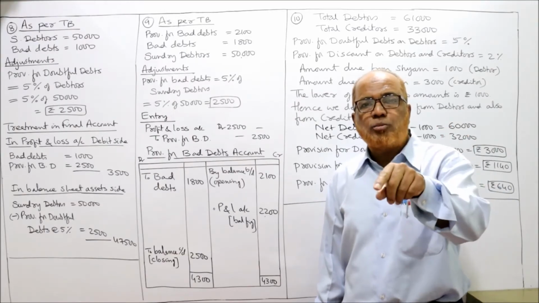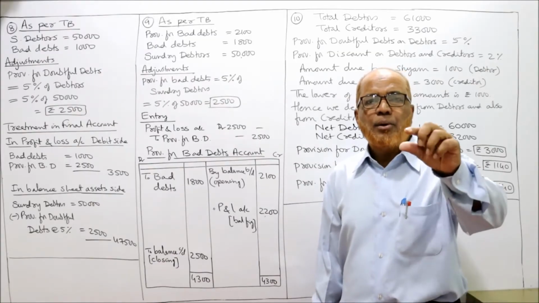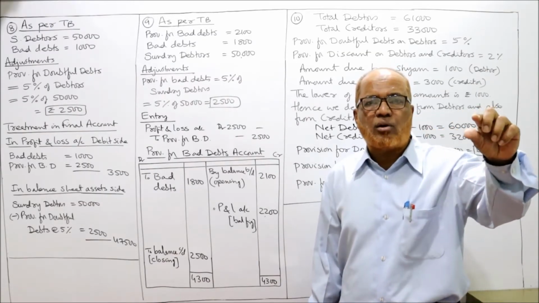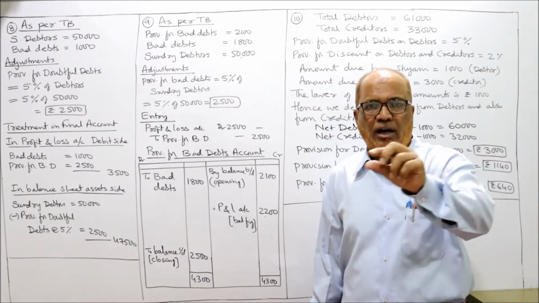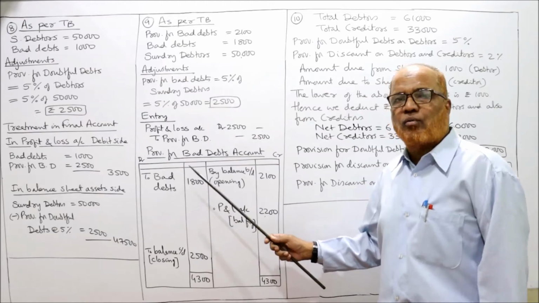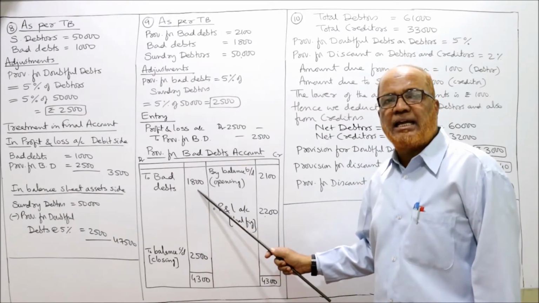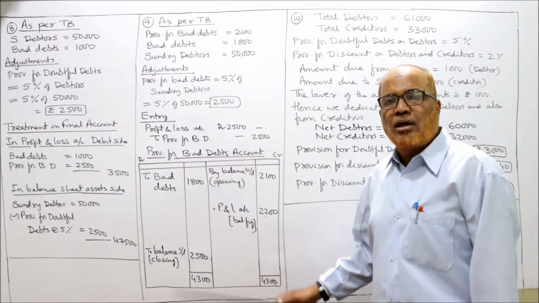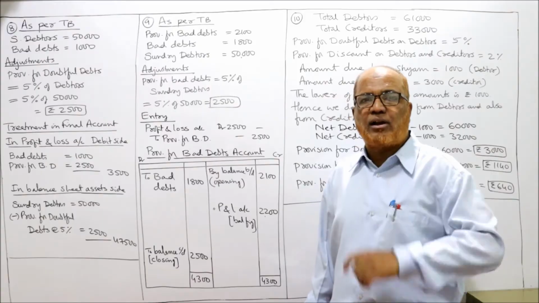Now bad debts account should be transferred to provision for doubtful debts account. The entry will be provision for doubtful debts account debtor to bad debts. So provision for doubtful debts debit side to bad debts. How much are the bad debts? 1,800. That's all. Now how much is the amount of provision for doubtful debts debited to profit and loss account?